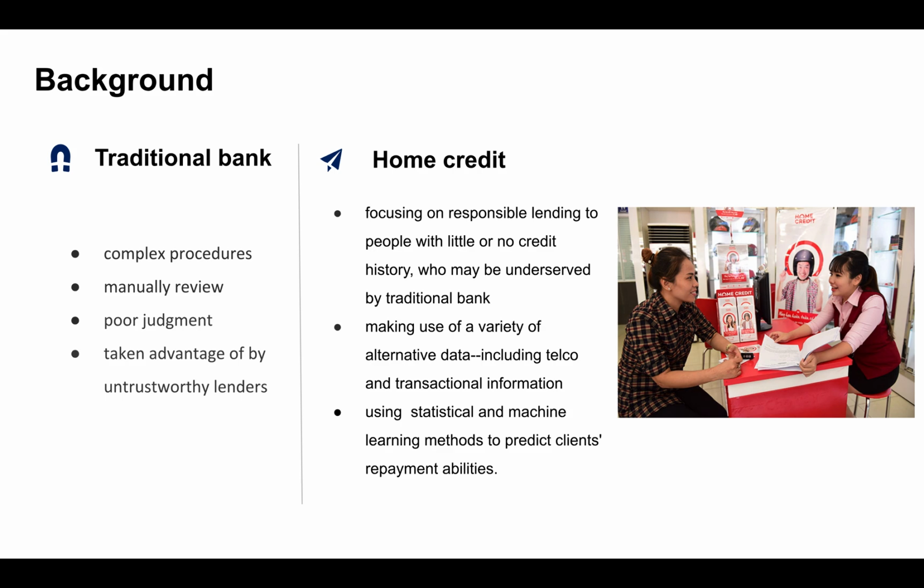In order to make sure this underserved population has a positive loan experience, Home Credit makes use of a variety of alternative data, including technical and transactional information, to predict their clients' repayment ability. We want to use statistical and machine learning methods to predict clients' repayment abilities.